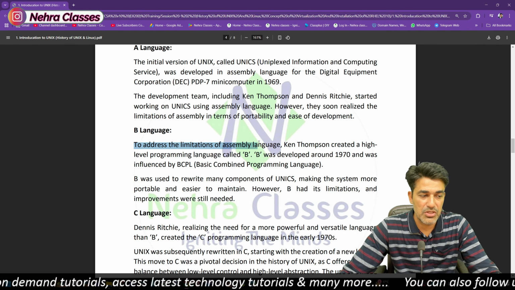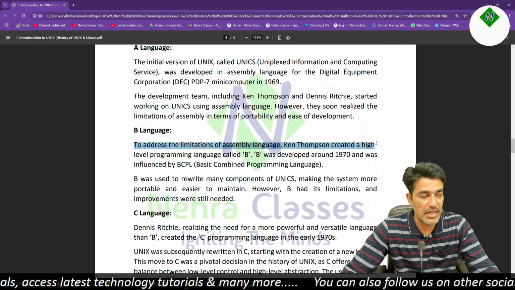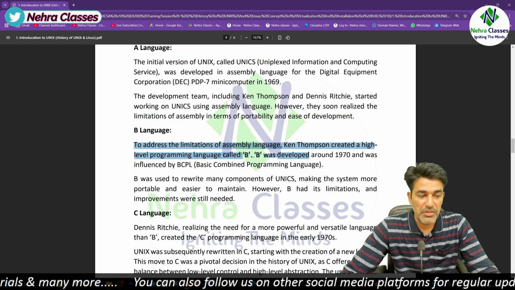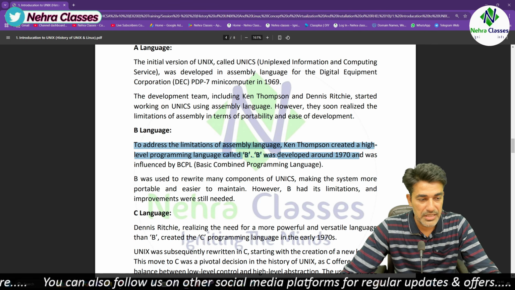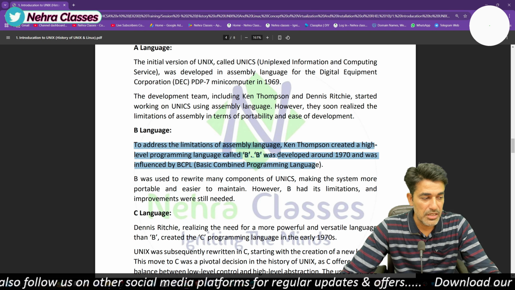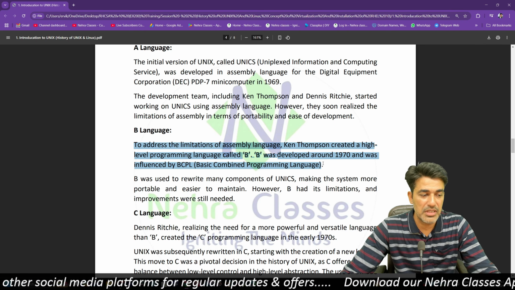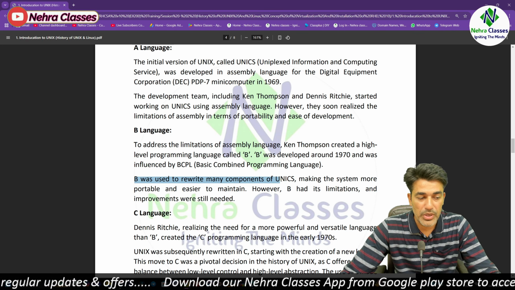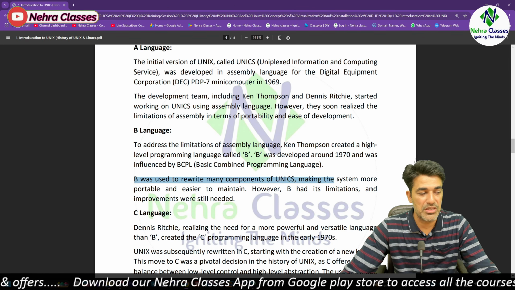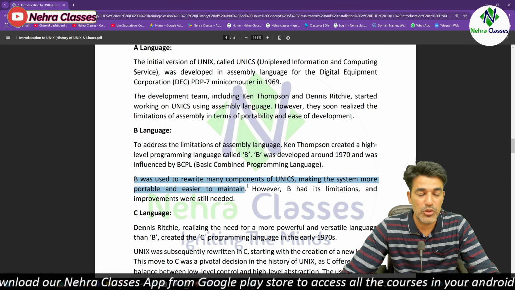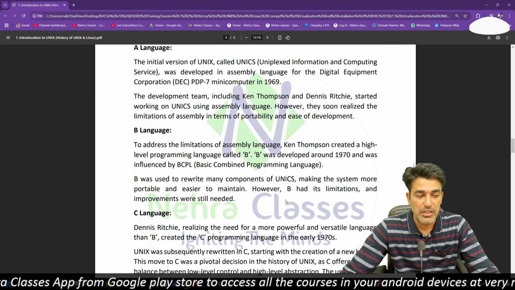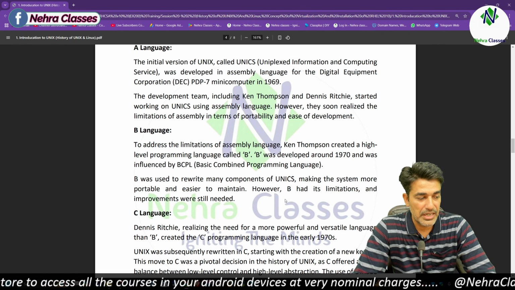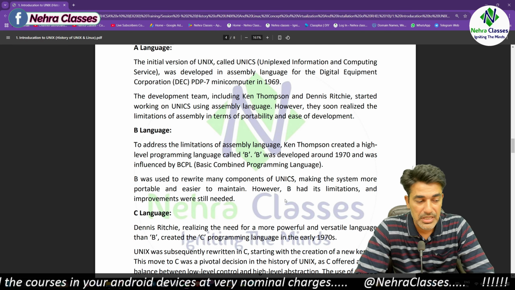To address the limitations of assembly language, Ken Thompson created a high-level programming language called B language. B was developed around 1970 and was influenced by BCPL. BCPL stands for Basic Combined Programming Language. B was used to rewrite many components of Unix, making the system more portable and easier to maintain. But B language had its own limitations, and some improvements were still needed there.